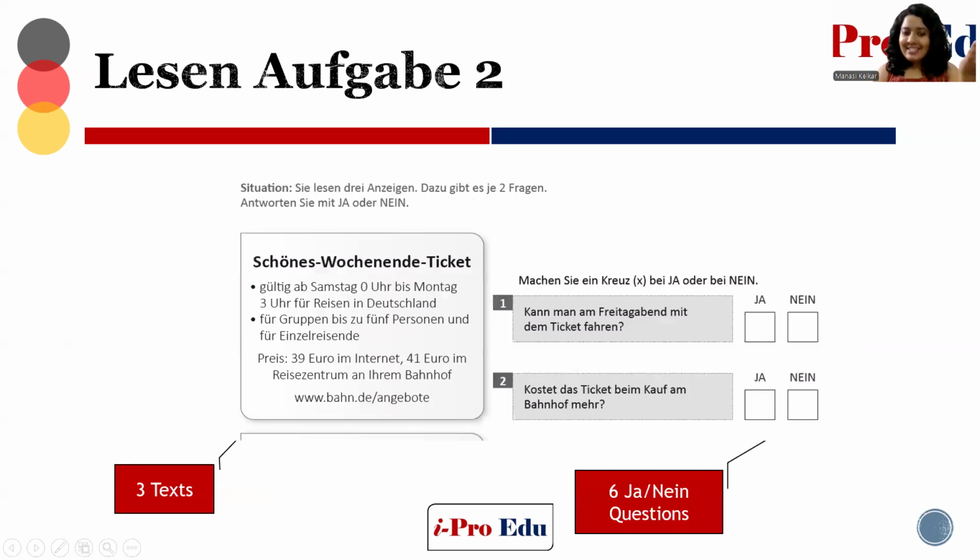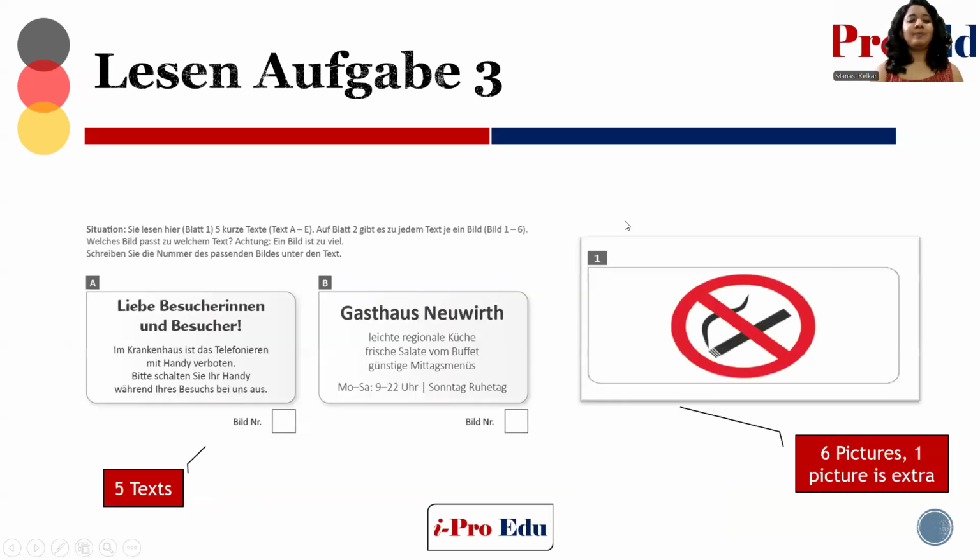So Lesen Aufgabe 2, again on the left side, you will see a text. There are going to be actually 3 texts that you're going to read here. Every text has 2 questions, actually 2 Ja-Nein Fragen, that is yes, no questions. You have to read the text, and on the basis of that text, you have to answer the questions Ja oder Nein. So 3 texts, and for every text 2 questions, that is 6 Ja-Nein questions. Okay, let's go on to the next Aufgabe, Lesen Aufgabe 3.